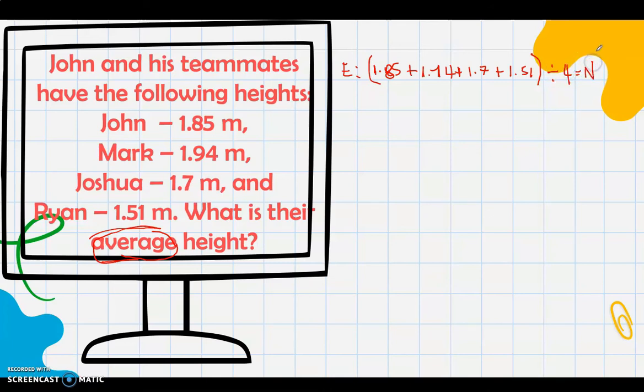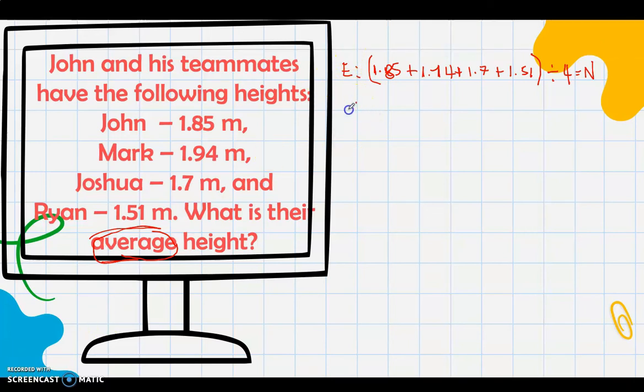Where did we get that 4? Because we need to get the average of the 4 persons here. We have John, Mark, Joshua, and Ryan. So that's why we're going to divide by 4, to get the average height. So let's add.